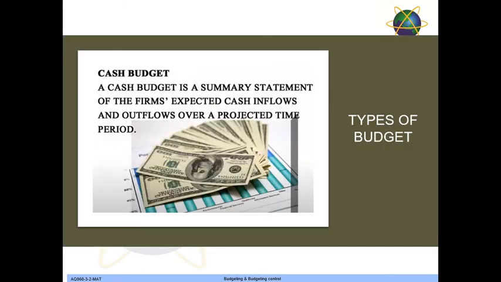So the last one is the cash budget. The cash budget is a summary statement of the firm's expected cash inflow and outflow over a projected time period. The overall objective of the cash budget is to enable the firm to meet all its commitments in time, and at the same time prevent accumulation of unnecessarily large balances.